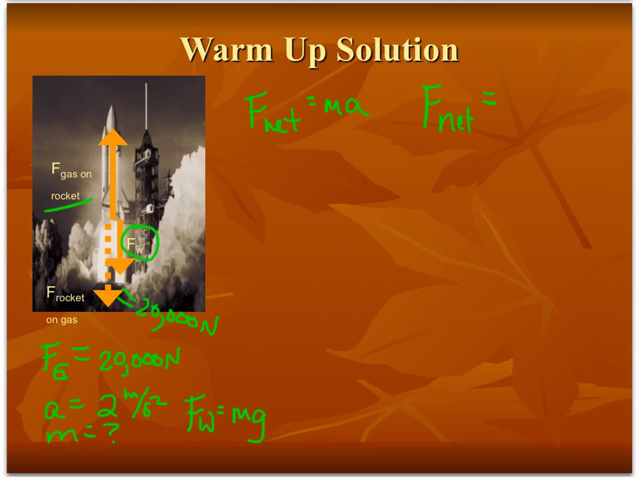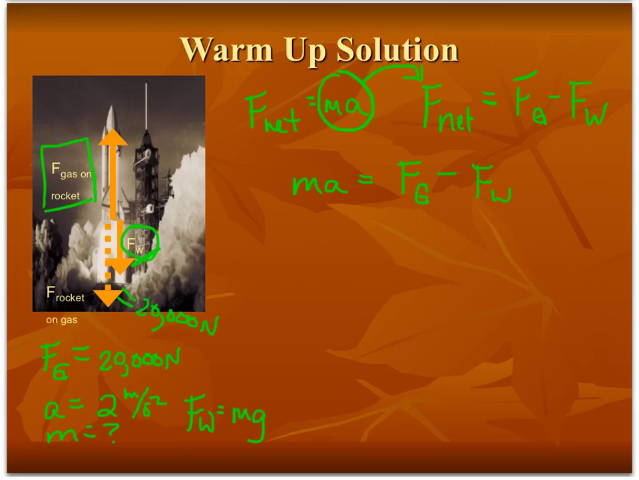My net force in this problem is causing the rocket to lift. And so what that tells me is that the force of the gas on the rocket has to be greater than the force of weight. And so that would leave us with F net is equal to Fg minus Fw. I'm going to substitute in now ma for F net to give us ma is equal to the force of the gas minus the rocket's weight.